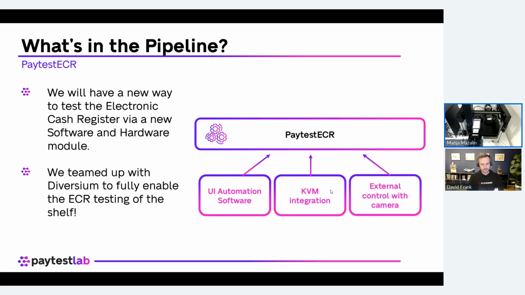And last but not least, if both of these systems are not working for some reason, we will also have external control with a camera. So there will be a camera watching the screens. There will be special hardware which will act like a mouse and keyboard, and we will be able to press the keyboard, move the mouse, and press the mouse. Or maybe a cash register could even go into the robot, so the robot could press some buttons, in case that would be the best case scenario. So we are really looking forward to this PayTest TCR.